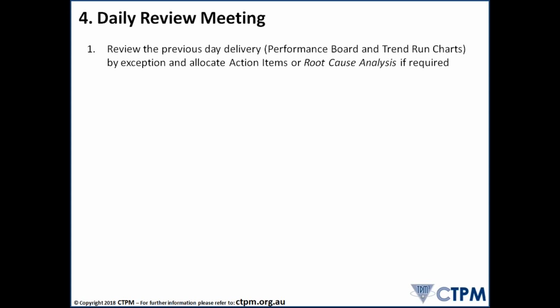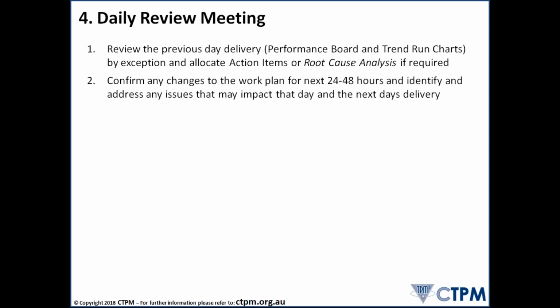What we're interested in is, we already know you're working on A, B, and C. Did you get it done? If not, why not? What do we need to do to make sure you get back on track? And what do we learn from that? So what action items do we need to put in place to make sure it doesn't happen again? Or do we need to do some problem solving around it? Then we want to confirm, are there any changes to the work plan? So yesterday when we spoke, you were expecting to work on A, B, and C. Is that still the case?